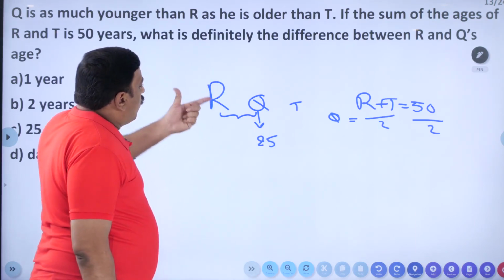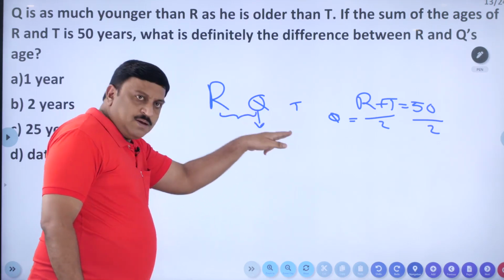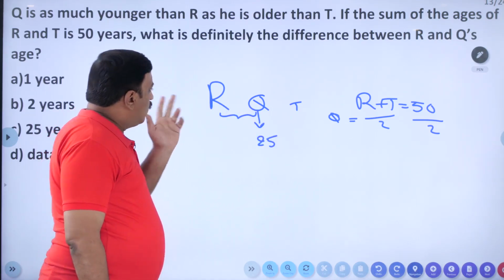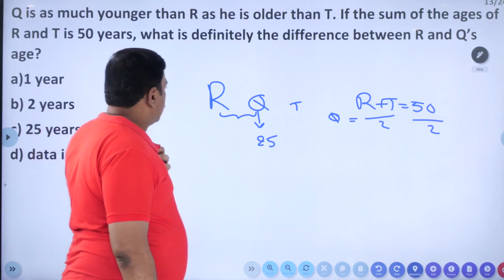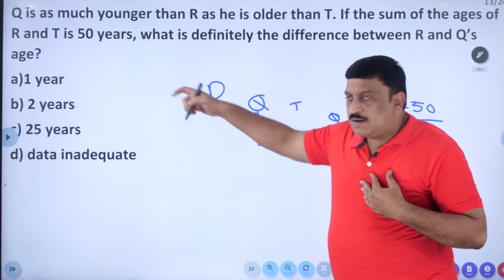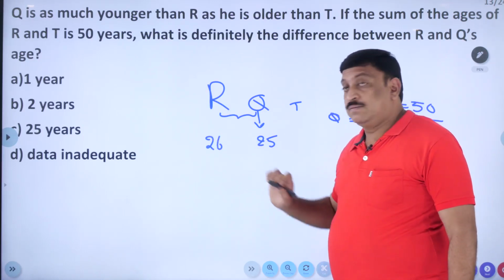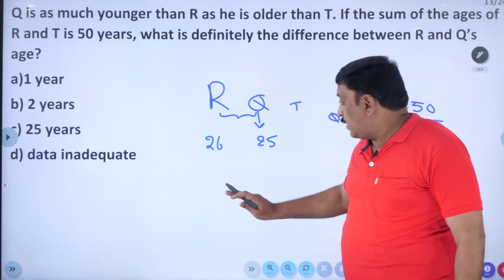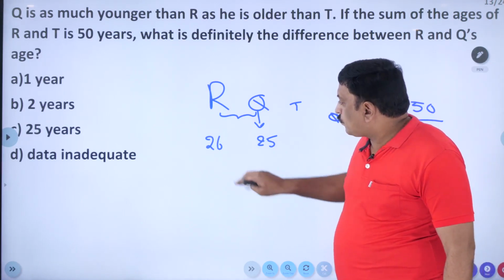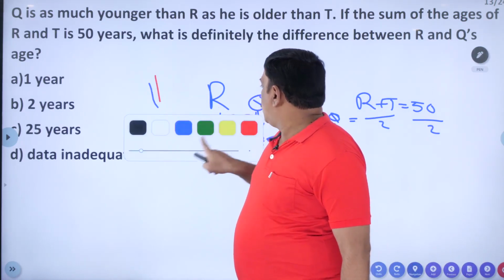Then what is the difference between these two? He is elder, T is younger. Okay, what is definitely the difference between these two? If you see here, 1 year difference will be there. Definitely he will be 26. I'll write this one. Let me write this there.